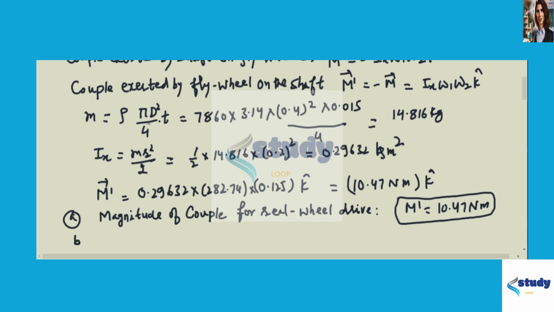B part. For front wheel drive, the magnitude of couple for front wheel drive will be the same.